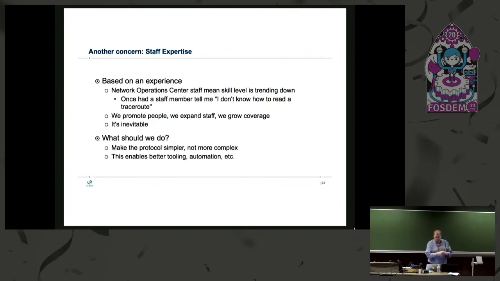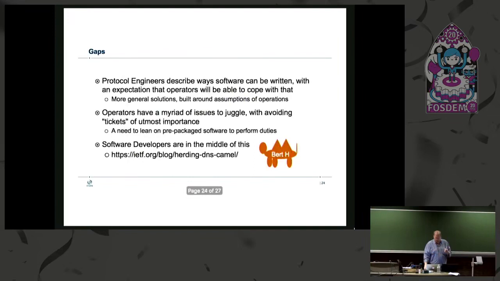This puts pressure on the tool makers to make sure the tooling is there, it's in place, and it's simple. So what are the gaps here? Protocol engineers describe the way software can be written. They like functionality, like to make things do more things. But I find that sometimes they tend to lose sight of what's in operations and what the operators have to do.